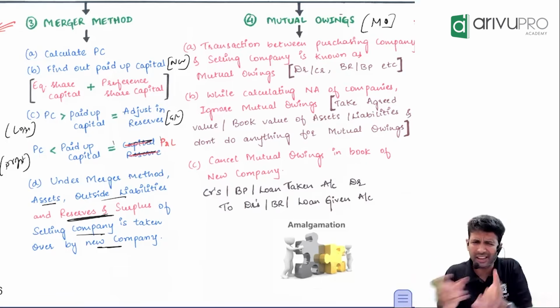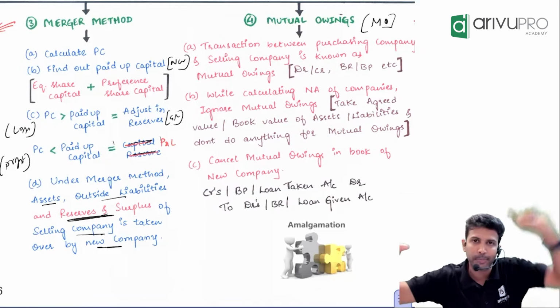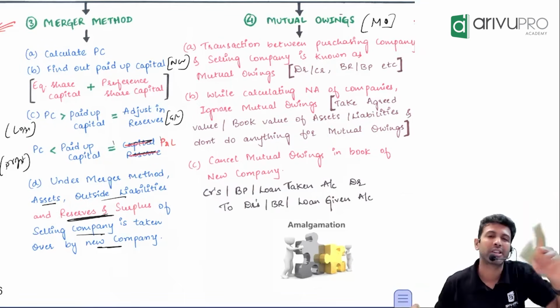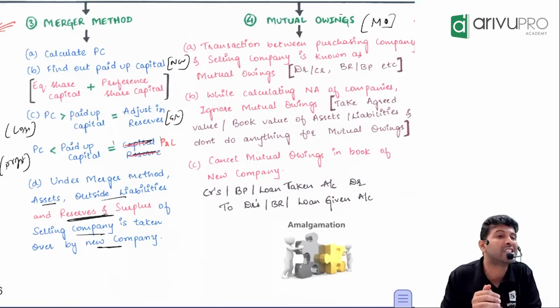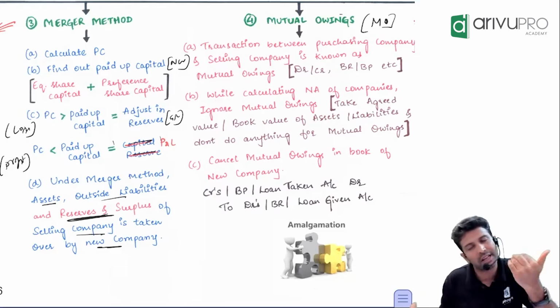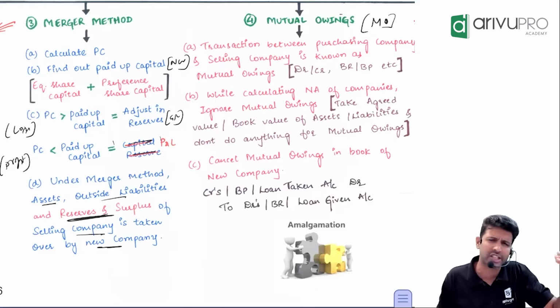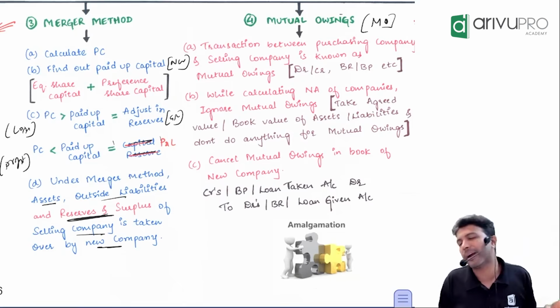For your reference, you can think of paid up capital as a worth. If PC is greater than the worth, then the purchasing company made a loss. Here the loss we call goodwill or adjust it where? In reserve. Since anyway we are taking over the reserves, adjust it in the reserve. Usually that adjustment happens in general reserve. If PC is lesser than the paid up capital, then it's a profit, right?